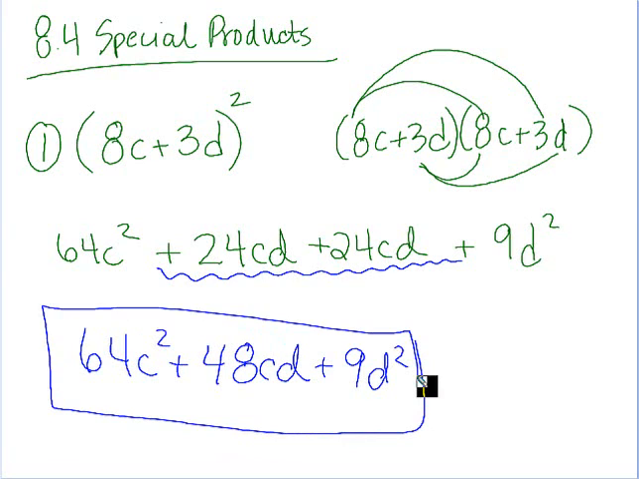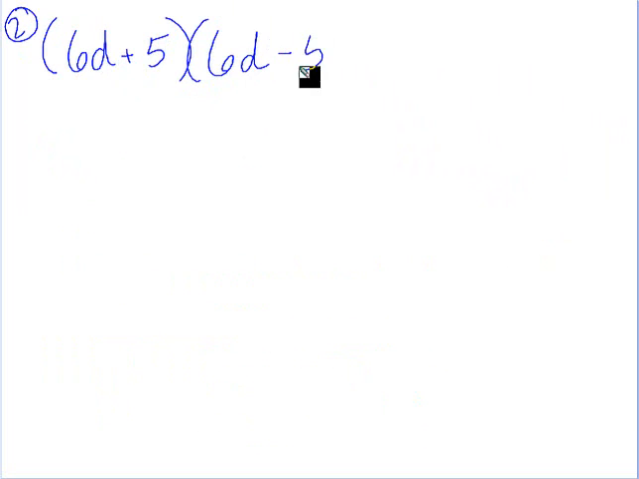So I'm going to put another one up here that is a little bit different, but it is also a special product. Are you ready for that? Yeah. Okay, I can go to the next slide. So this time we will have 6d plus 5 times 6d minus 5. So what's different about this example than our previous one? Yeah, Chris? Yeah, one of these has a minus sign. So now we're going to see what happens when one of these terms has a minus sign.